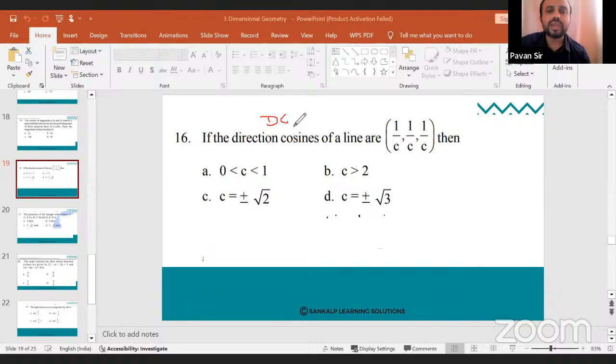The DC of a line are given, that is 1 by c, 1 by c, 1 by c. So option E is c is greater than 0 less than 1. Try to solve it fast and get the answer.